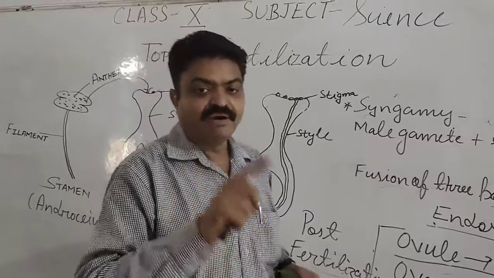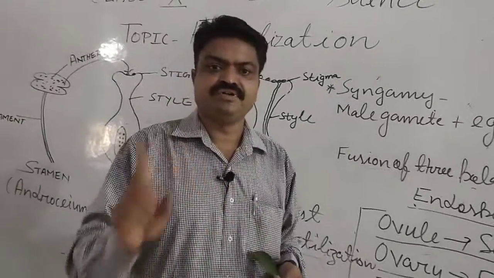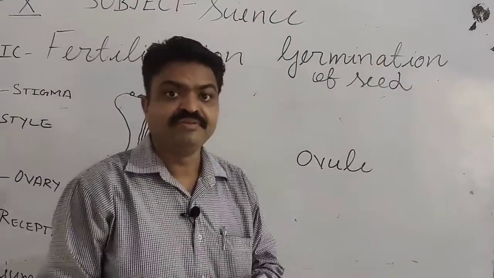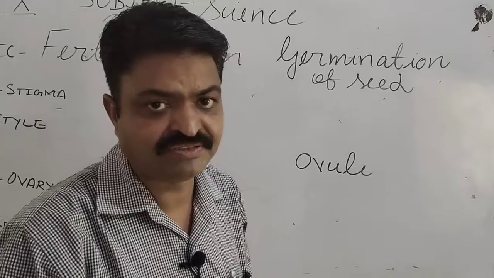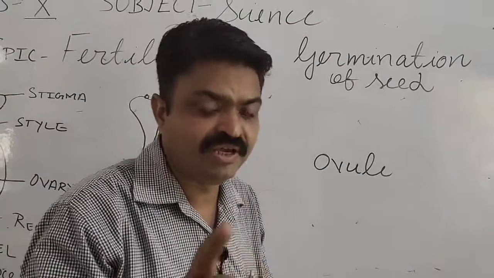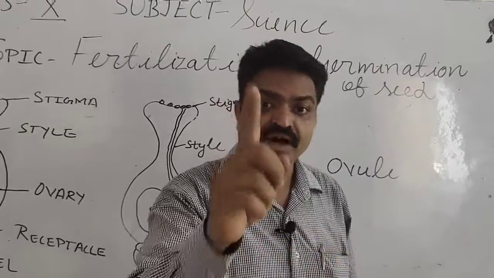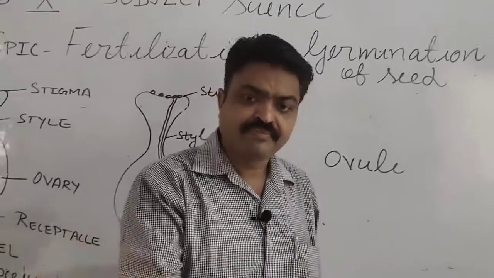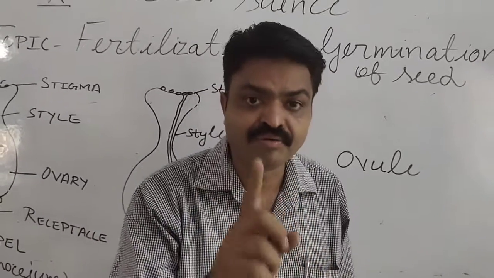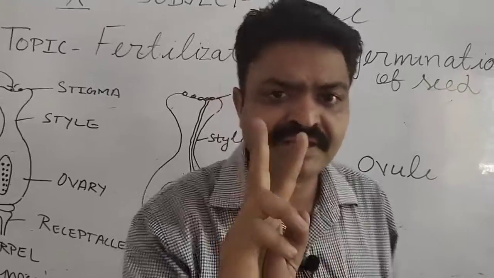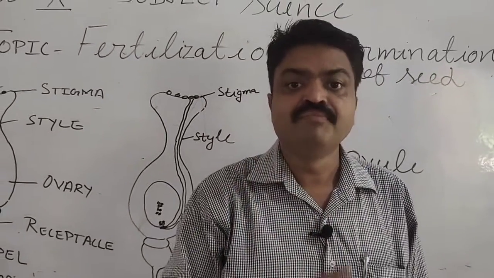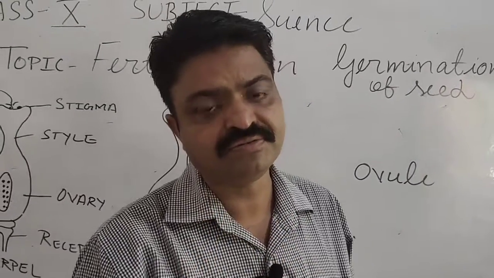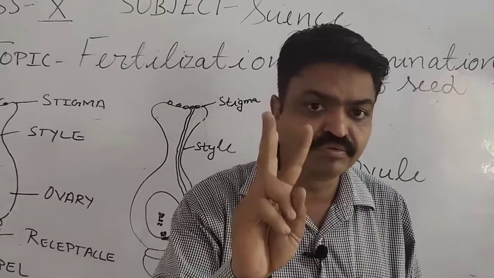Now we will discuss the germination of seed, student. As you know, after the fertilization, the main product we get is seed, from which the new plants are obtained. The plants that reproduce by seed are known as angiosperms, and they have two types of seed, monocot and dicot. Monocot seeds have a single cotyledon, but dicot seeds have two cotyledons.